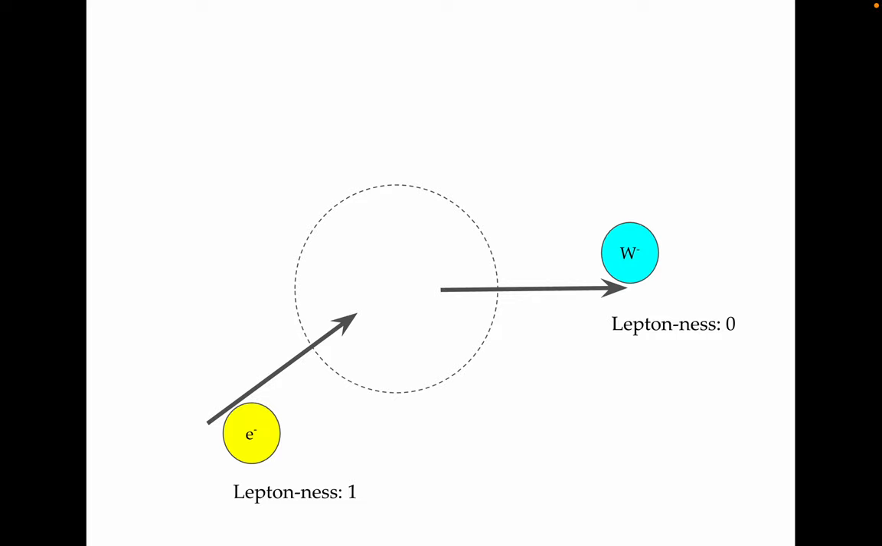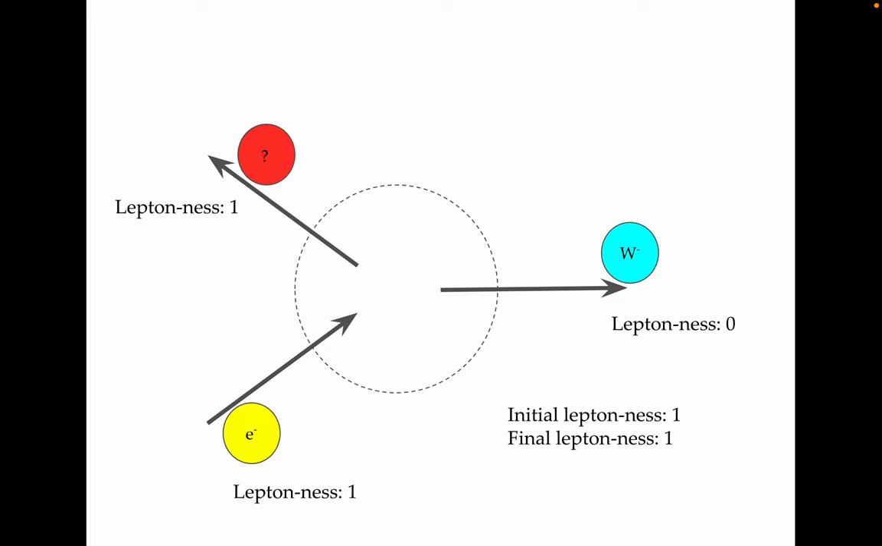Since we have an initial net plus 1 leptonness, we need a final net plus 1 as well, which means that we have another particle in our system when the W- boson is emitted. However, electric charge also needs to be conserved. In elementary charge units, our electron has a charge of negative 1. And so does our boson, which means that we need a neutrally charged lepton.